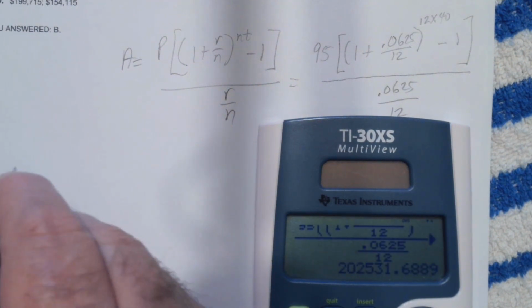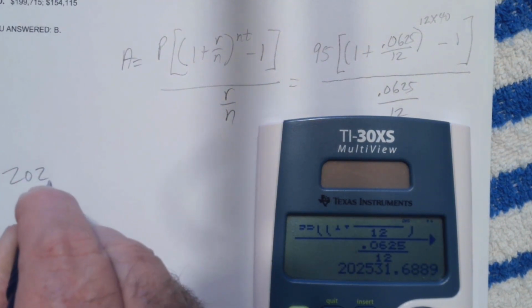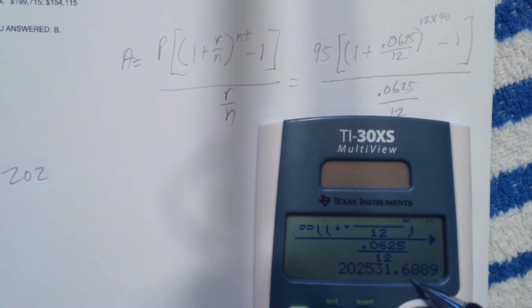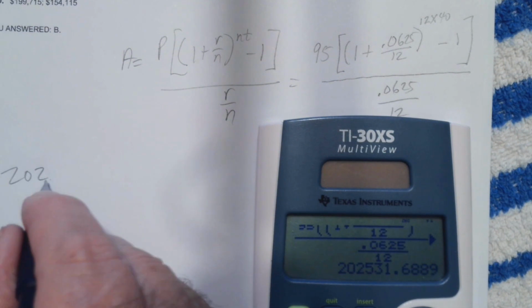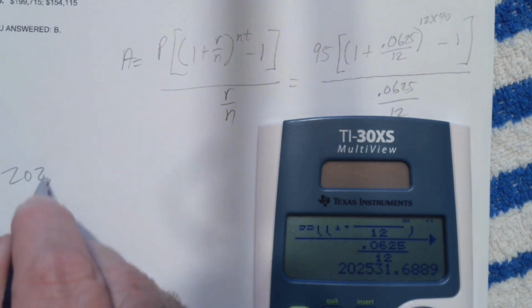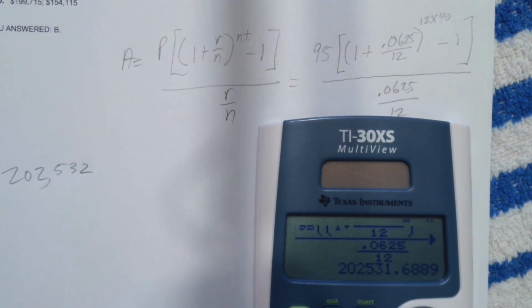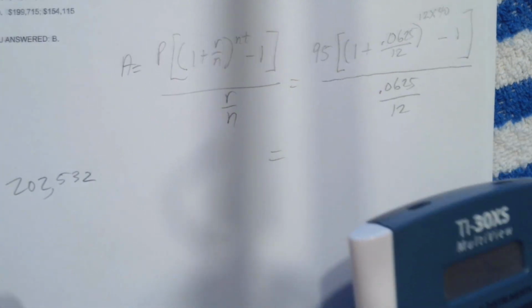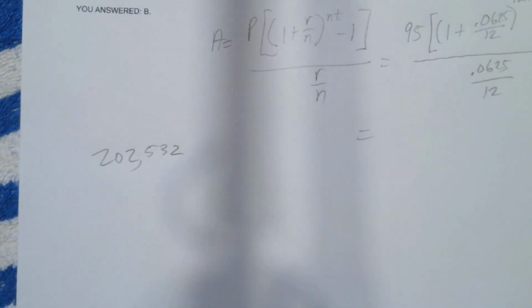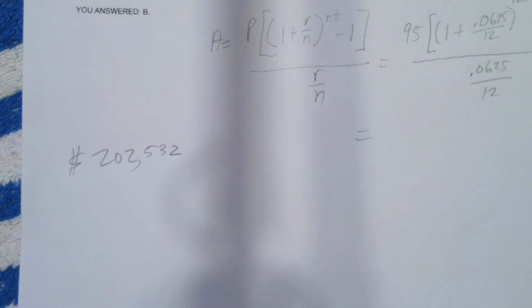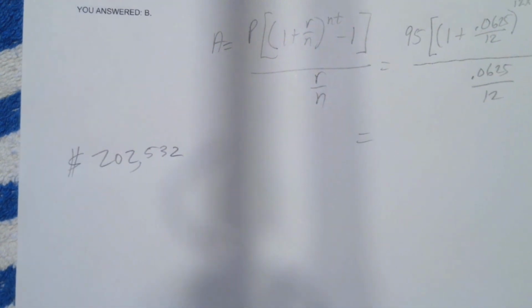So here we get 202,531, but we have to round to the nearest dollar. Because of the 6, we'll round this up to 2. So $202,532. So that's the first answer. That's how much you're going to have in 40 years.